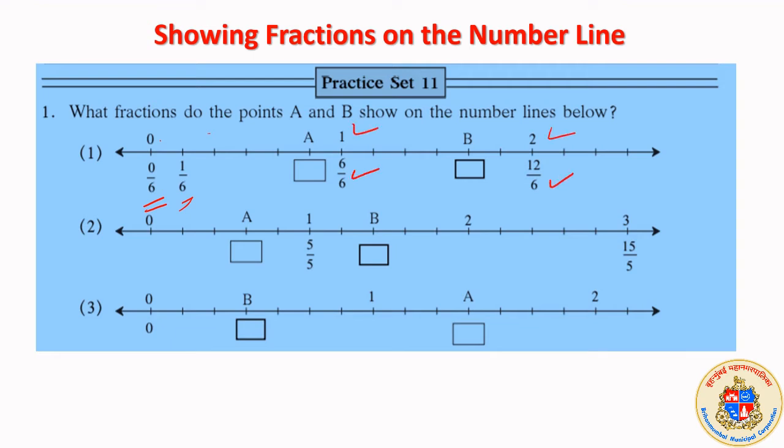12 upon 6 is equal to 2. Here it will be surely 1 back. It is 5 upon 6, because this is 1 upon 6, 2 upon 6, 3 upon 6, 4 upon 6, 5 upon 6, 6 upon 6, 7 upon 6, 8 upon 6, 9 upon 6, right? 10 upon 6 you will mark. So it's very simple exercise. I do not want to weaken you, you will do it yourself.